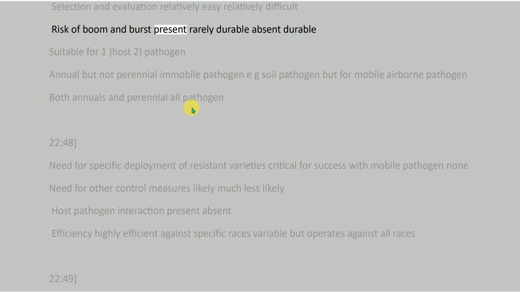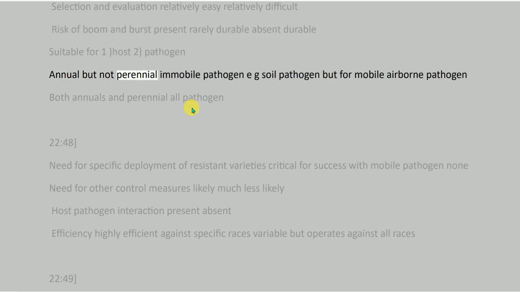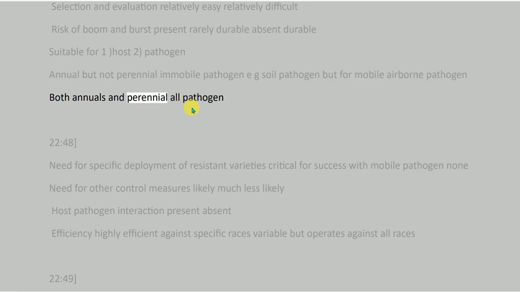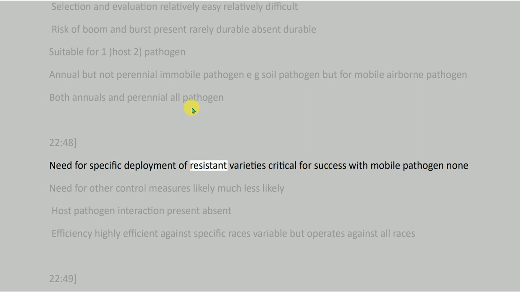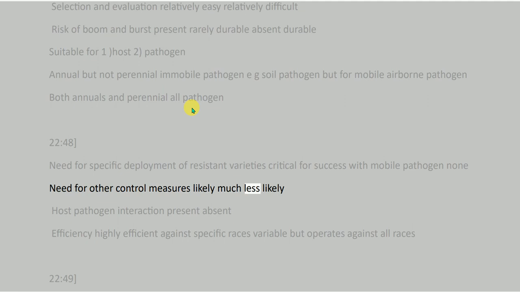Suitability for host and pathogen: annual but not perennial hosts, and immobile pathogens, for example soil pathogens, for vertical resistance; but for mobile airborne pathogens, both annuals and perennials, and all pathogens, for horizontal resistance. Need for specific deployment of resistant varieties: critical for success with mobile pathogens versus none. Need for other control measures: likely versus much less likely. Host-pathogen interaction: present versus absent. Efficiency: highly efficient against specific races versus variable but operating against all races.